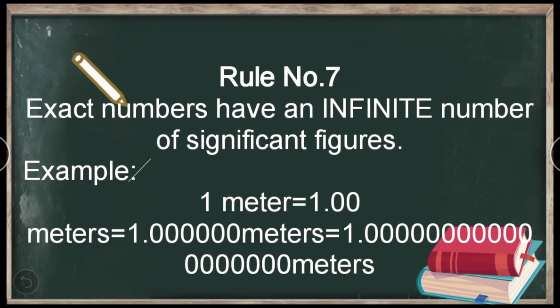Rule number 7. Exact numbers have an infinite number of significant figures. So this rule applies to numbers that are definitions. So for example, we have 1 meter. It could be equal to 1.0 meters, 1.00 meters, and also equal to 1.0000 meters, and etc.